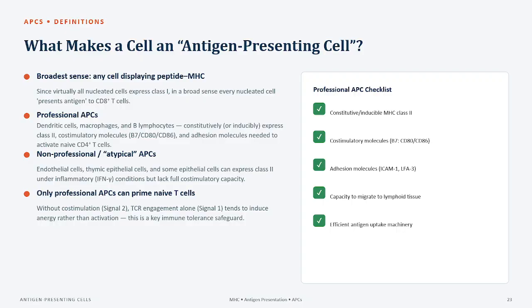So the key rule for T cell activation is that only professional APCs can prime naive T cells. T cell receptor engagement alone, without co-stimulation, leads to functional inactivation or anergy, right? And for the professional APC checklist, you have constitutive or inducible MHC class 2, co-stimulatory molecules, adhesion molecules, the capacity to migrate to the lymphoid tissue, and efficient antigen uptake machinery.